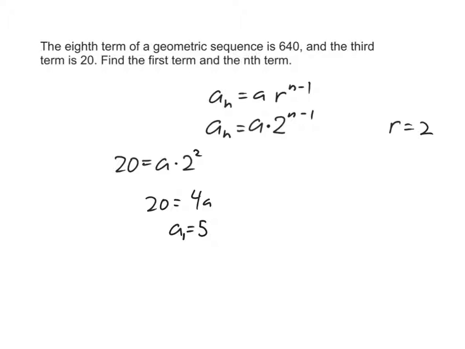That's my first term. So I now know that r is 2, my first term is 5, and my nth term is going to be 5 multiplied by 2 to the n minus 1.